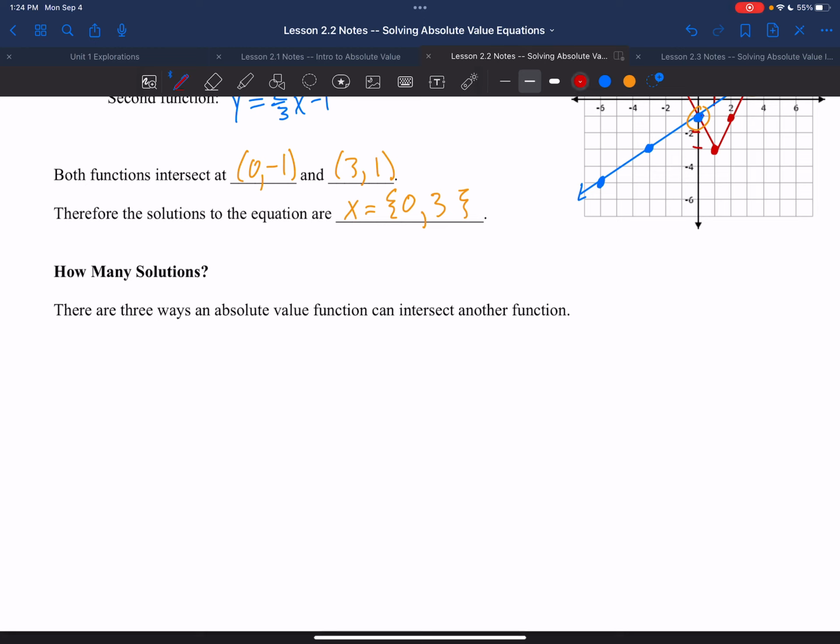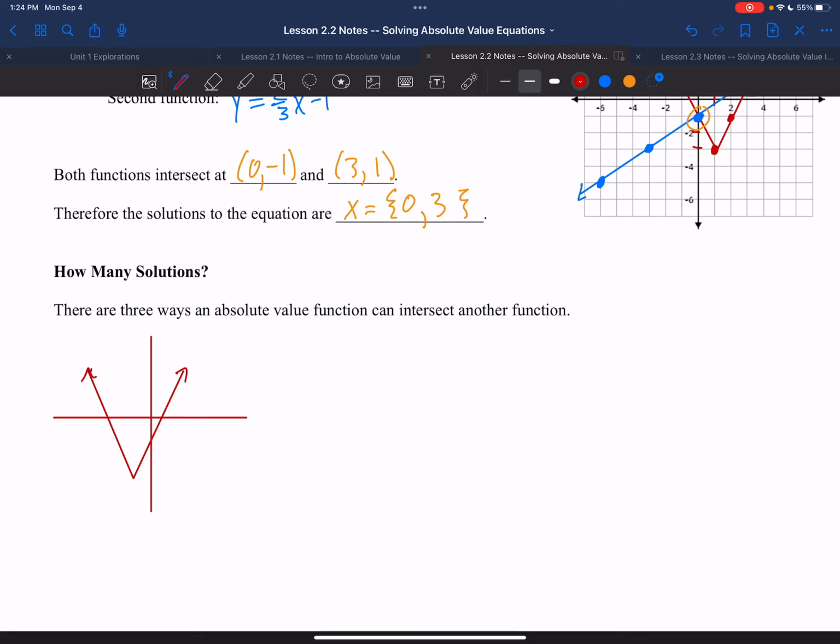Now, if you think about an absolute value function, right? There's three ways we might touch those. So I'm going to kind of create this. I'm just going to make a generic V shape like this. Will that do? That'll do.